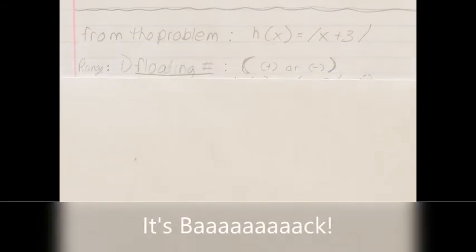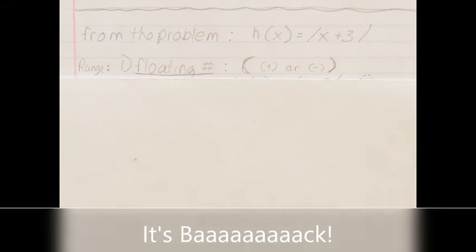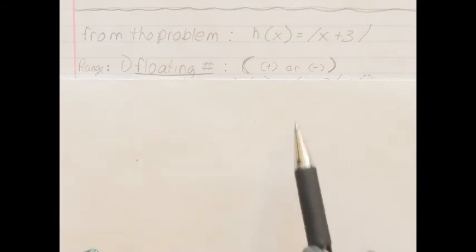If we're given the problem h of x is equal to the absolute value of x plus 3, automatically, you should memorize the fact that the domain is all real numbers, always. So that's not the problem for the domain, it's going to be the range. Let's talk about the range of this problem. Step 1, what is the floating number? We've gone through this several times, so hopefully you remember.